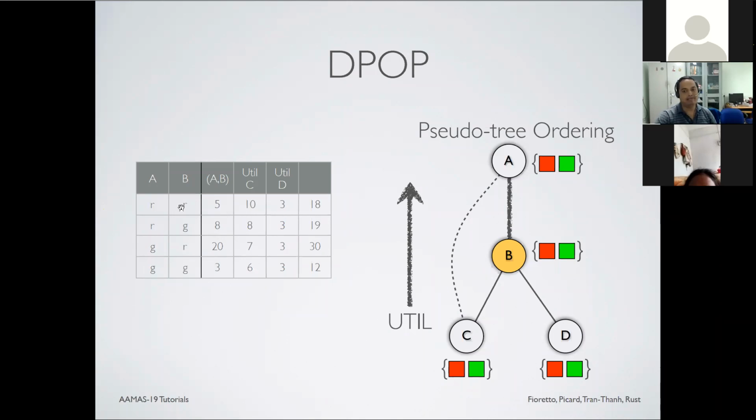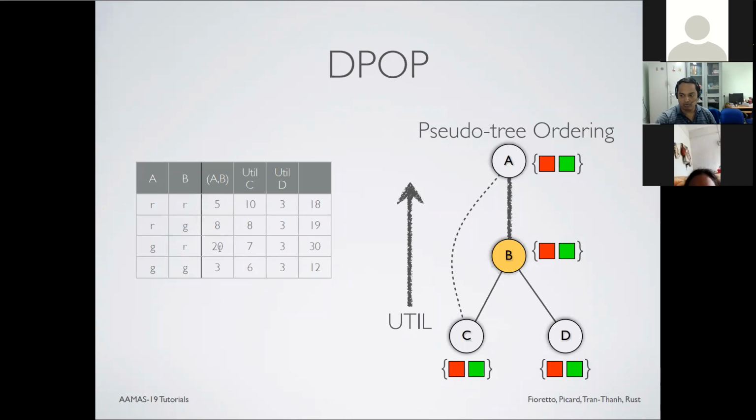If A and B are red, then take the AB value from the table. The value will be 5. If A and B are red and green, the AB value will be. If the AB value is green and red, then the AB value will be 20, like this way.